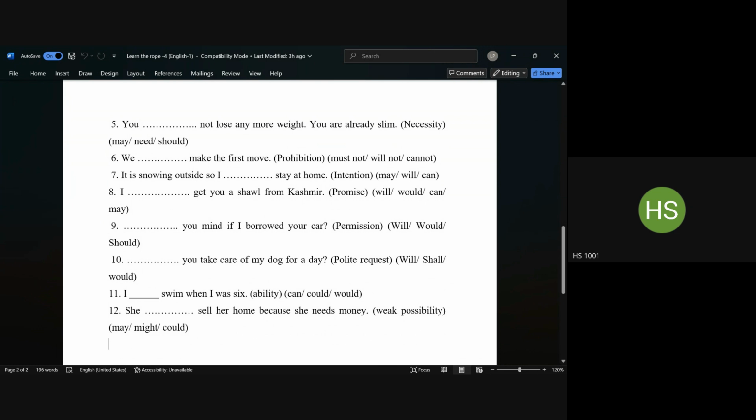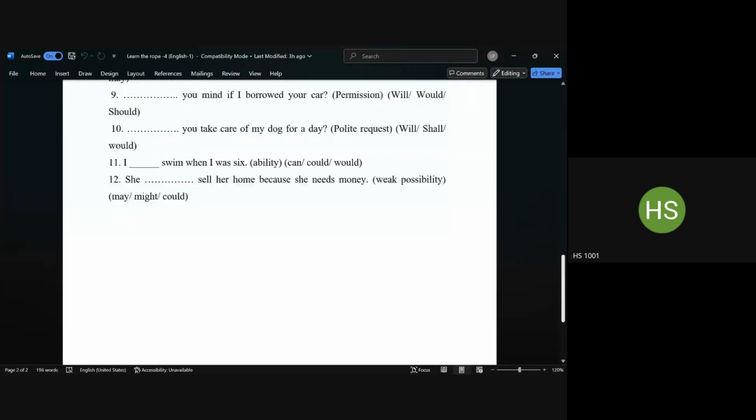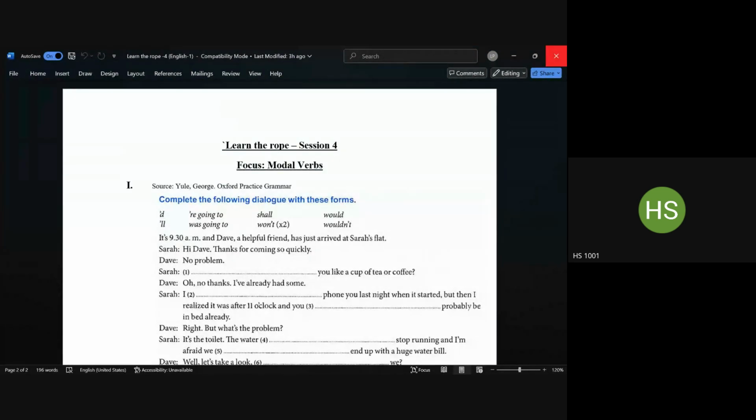12th one, she dash sells her home because she needs money. Weak possibility. Might. Ma'am, might. Might, right? May is for stronger, higher possibility. Might is for weak possibility. So she might sell her home because she needs money, right? Weak possibility. Okay, that's all. So as far as your course is concerned, I think this much is enough. If you understand this much, it should be more than enough.